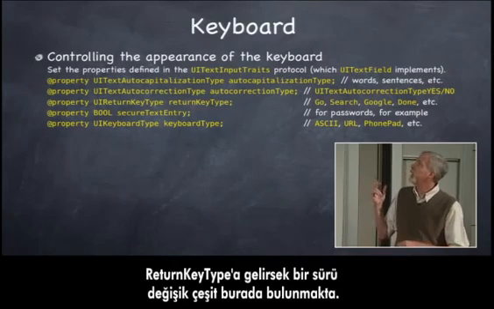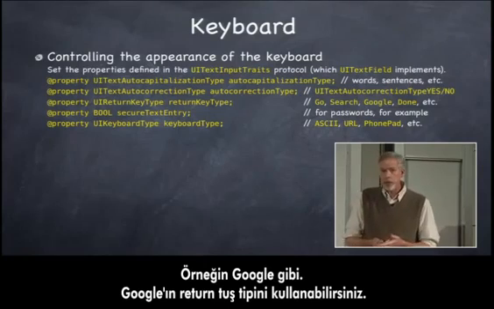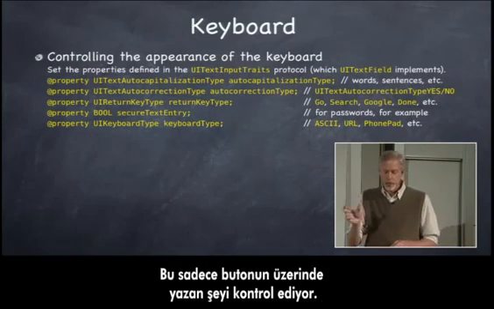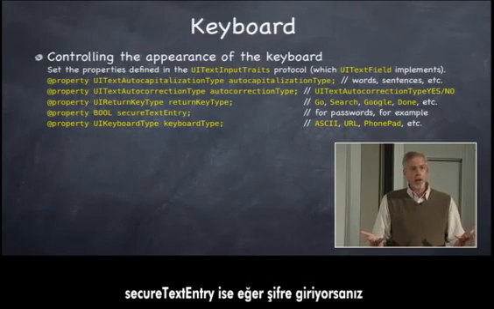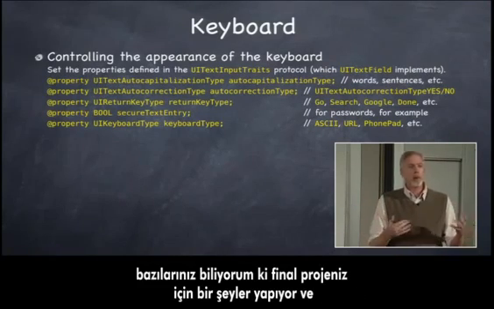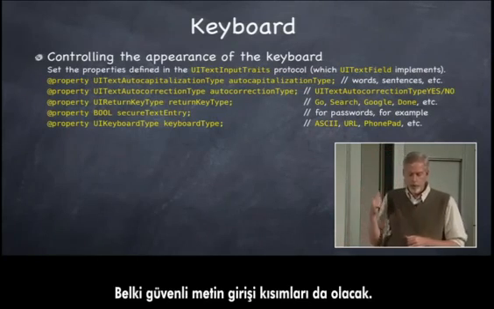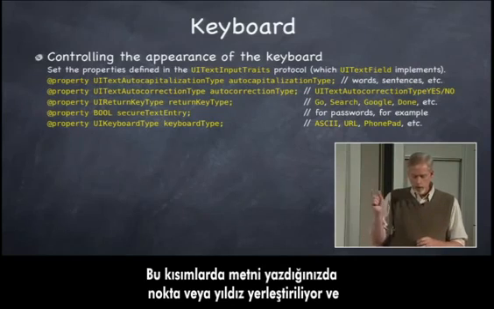The return key type, there's a lot of different ones here. Even like Google, you can have the Google return key type, and it'll say Google on the little button. That just controls what it says on that button. Secure text entry is if you're entering a password. So some of you, I know for your final project, are doing something where there's like a user, and so you probably want to be able to have secure text entry. It just puts dots or stars when you're typing.